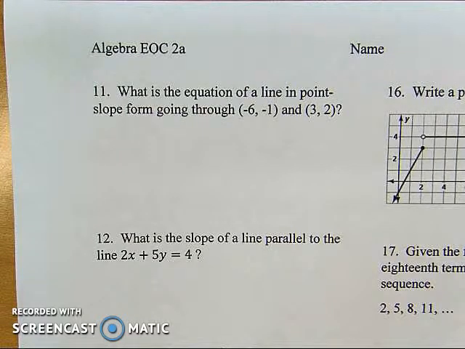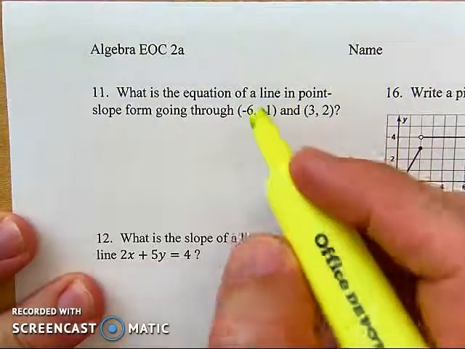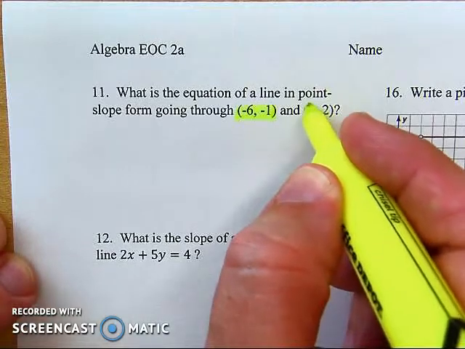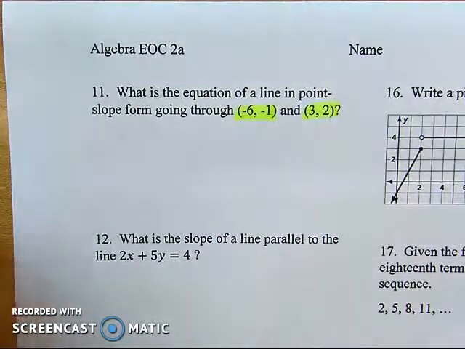All right, this review is for end of course 2A, which means it's going over the questions that are like 11 through 20 on the final exam. So starting with number 11 right here, you can see that they are giving us 2 points, and you can see those right here: (-6, -1) and (3, 2).